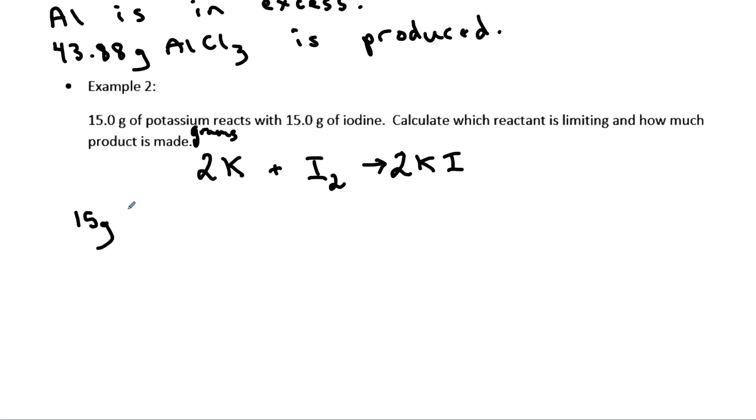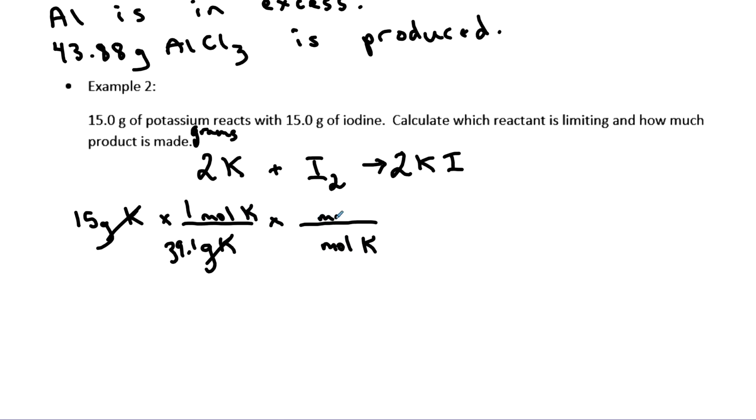So I'll take my 15 grams of potassium. So in order to switch from potassium over to potassium iodide, I need to be in moles. So in 1 mole, this would just come straight from your periodic table. There would be 39.1 grams. So that gets me from grams to moles. Now that I'm in moles, I can switch from potassium over to moles of potassium iodide. So this is where I would use my coefficients from the balanced equation.